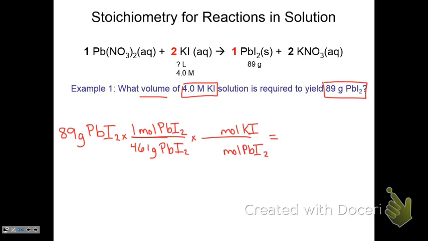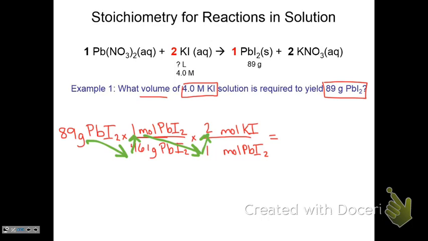Okay, so where do I go to find my mole ratios? That's another one of my favorite questions. You must look at your balanced chemical equation to find those coefficients. In this case, it's a 2-to-1 ratio, so I'm going to put the 2 up top, which will match with the KI, and the 1 down below. So how do you solve this? If it's up top, we're going to multiply by it. If it's down below, we're going to divide by it. So punch in your calculator 89 divided by 461 times 1 divided by 1 times 2.